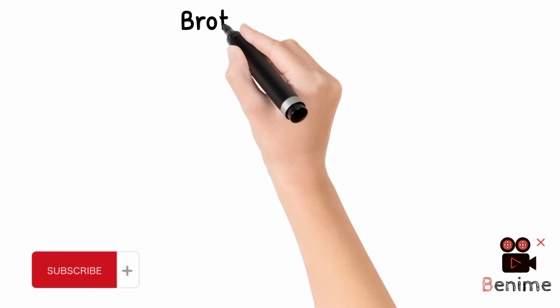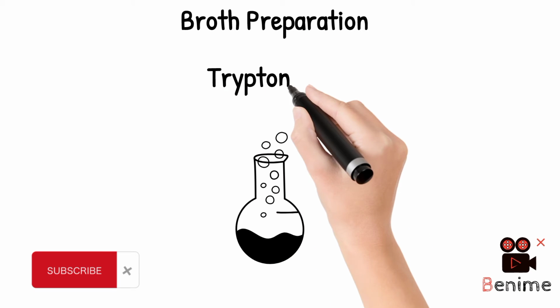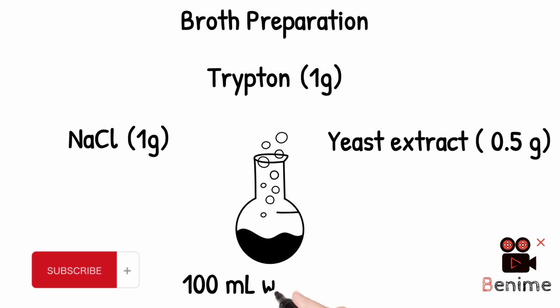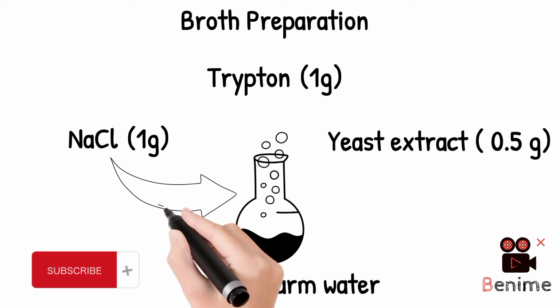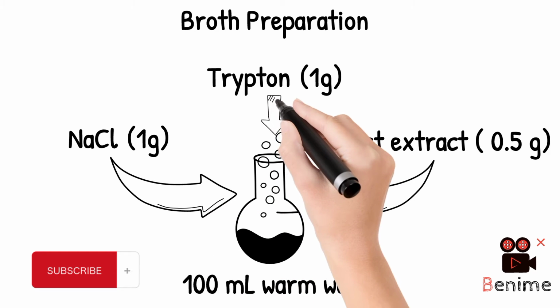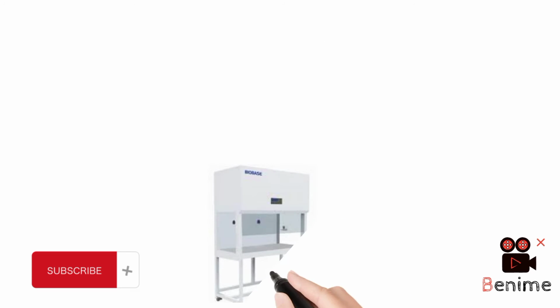Now, we start the practical work. First of all, we have to prepare a broth solution in which we grow a bacterial culture. We need 1 gram of tryptone, 0.5 gram of yeast extract, 1 gram of sodium chloride, and 100 milliliters of warm water. Mix the ingredients with the help of a vortex mixer.